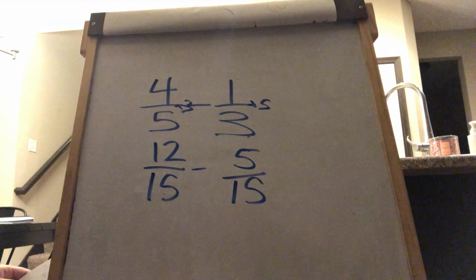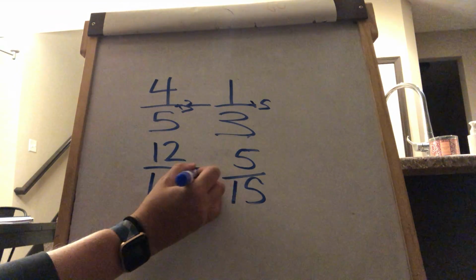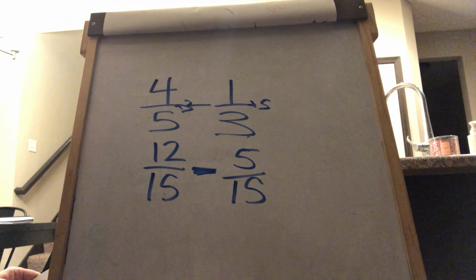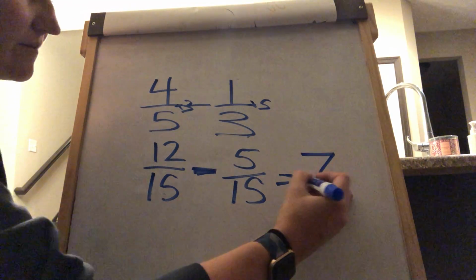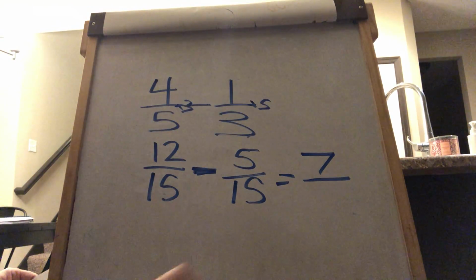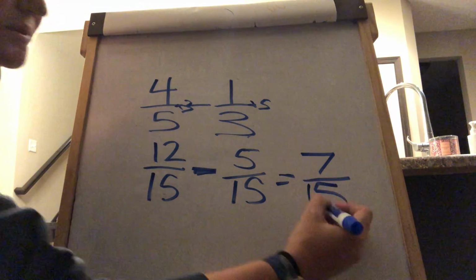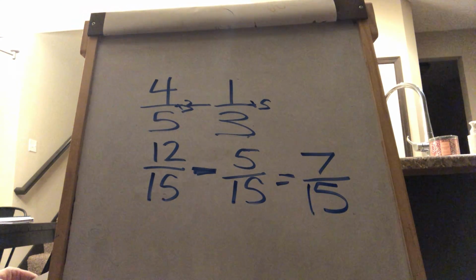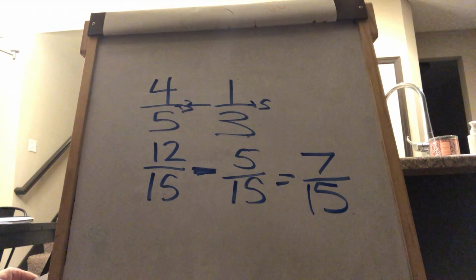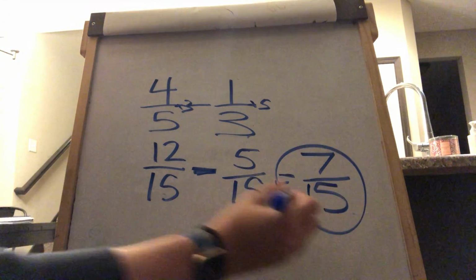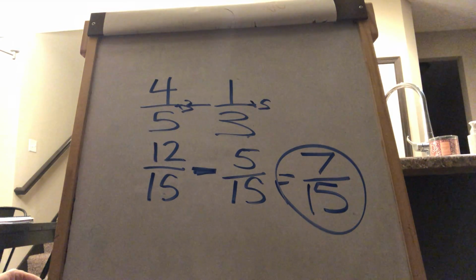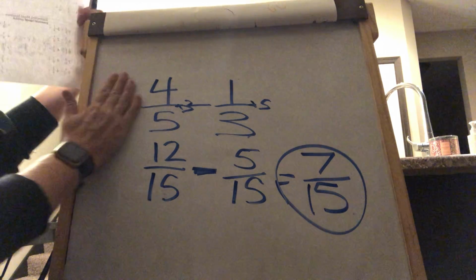Now you guys, make sure that you're keeping track of what operation you're using here so that we don't get that mixed up. So we're going to subtract across the top. We get 7, right? Yep. And then our denominator is going to stay the same. We need to think, can we take any number out of both the top and the bottom? We cannot. So that's in simplest form, and that is our answer, 7/15.